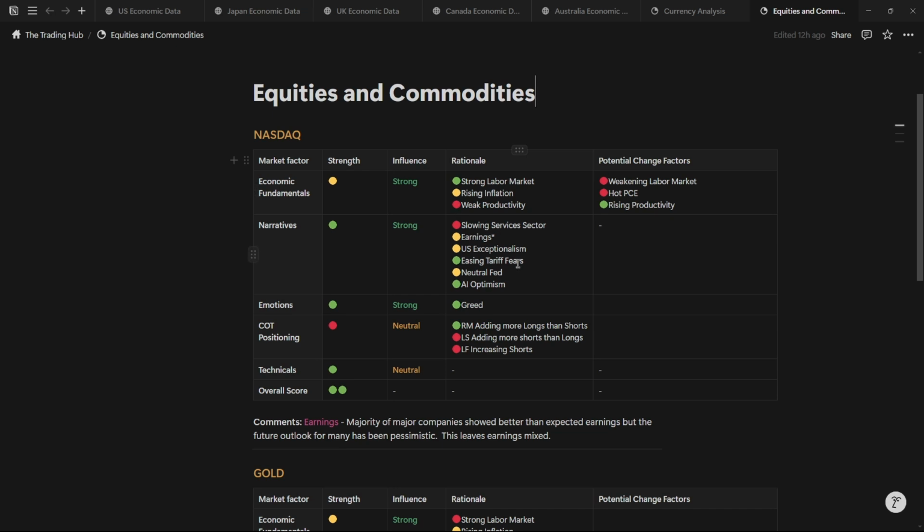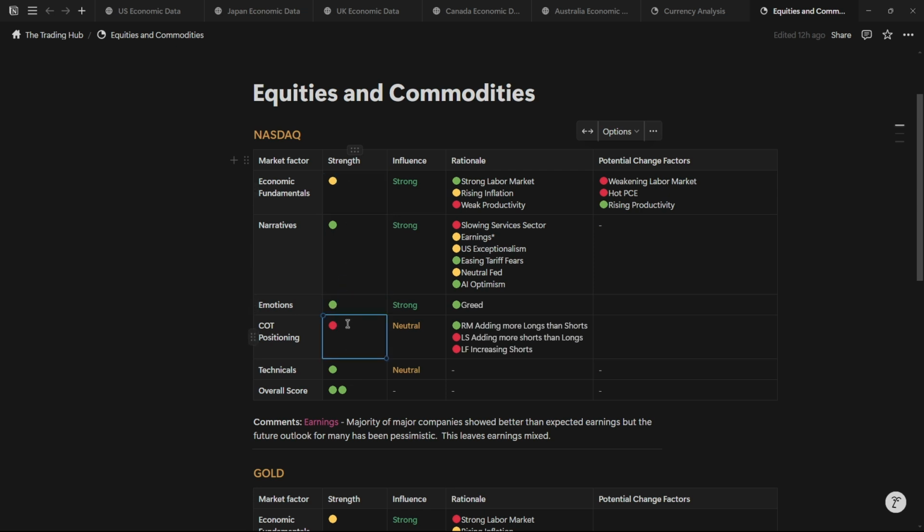I have a bit more to do, but overall you can see that Nasdaq is currently giving a score of 2. But if you look at what's driving price, and this is important, even though my system is saying that Nasdaq is bullish, it has a score of positive 2, if you look at what's driving price, it's narratives and emotions. The economic fundamentals are mixed.